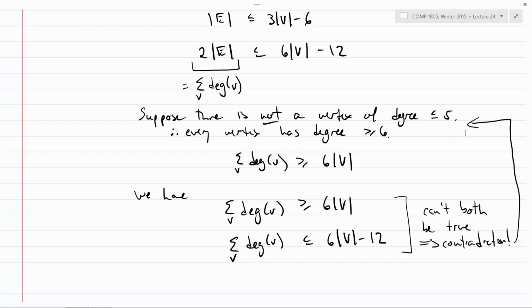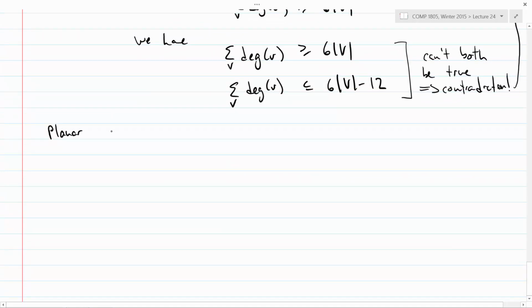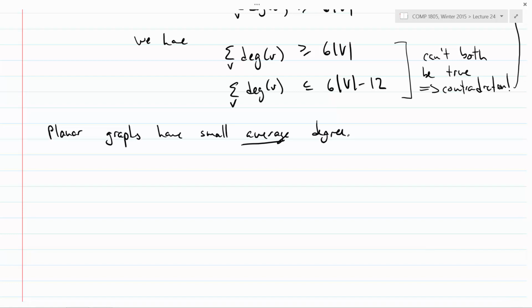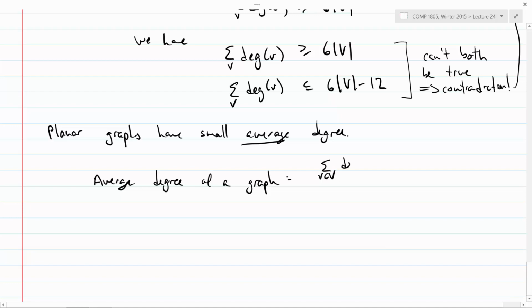All right. So the other nice thing about planar graphs is that they have small average degree. So if you go through and you add up the degrees of all of the vertices in the graph, that's a relatively small number. That's the average. So what is the average degree of a graph? And this is for any graph, not just for a planar graph. Well, the average of the degrees is you sum up all of the degrees and you divide through by the number of vertices. So it's the sum over all v in your vertex set of the degree of v, divided by the number of vertices in your graph.